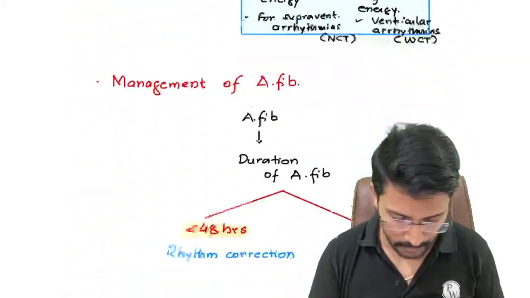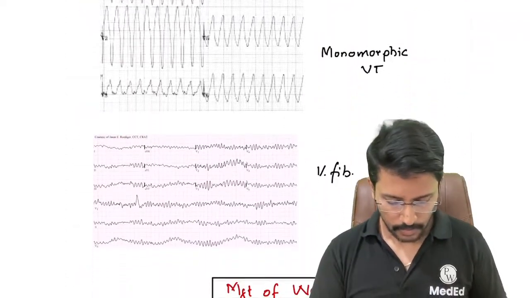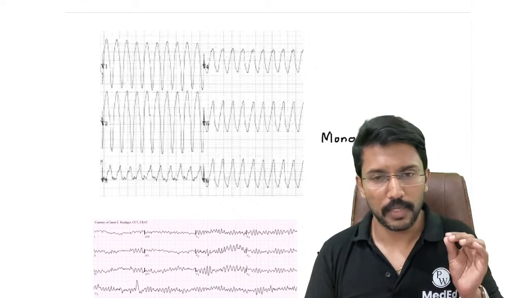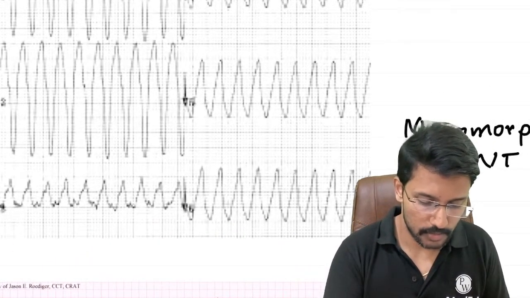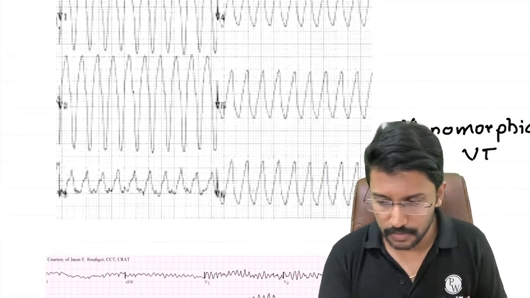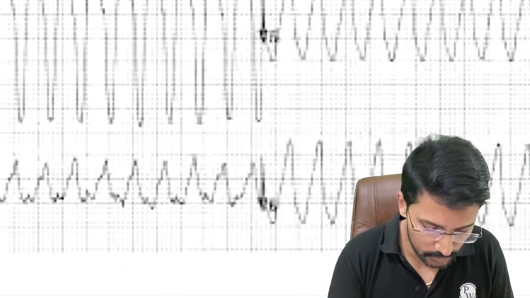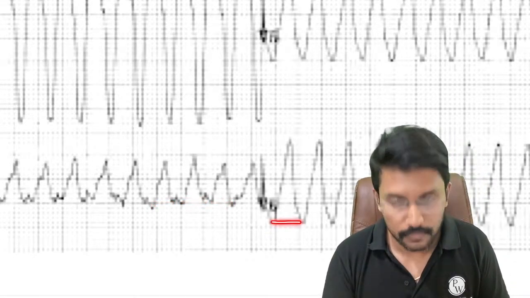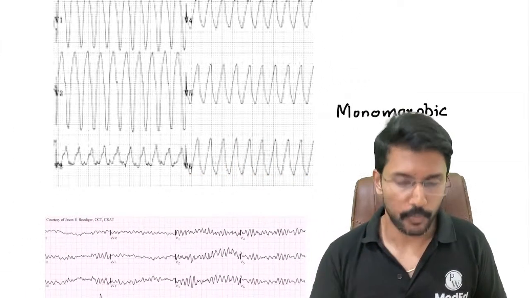Okay, so let me see if I have an image of any wide complex tachyarrhythmia. Okay, so here we have. When it comes to wide complex tachyarrhythmias, we have 3 to remember. One is monomorphic VT, where you have wide QRS complexes. You might have seen this image in previous sessions also. You have wide QRS complexes, right? When you see these QRS complexes, they are taking almost 3.5 to 4 large squares, 4 small squares, right? So that is a wide complex tachyarrhythmia.